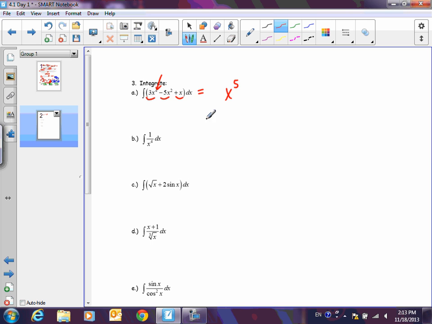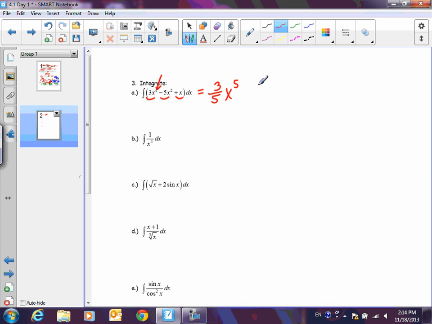Others of you, that's confusing. So watch what I'm going to do here. I'm going to go ahead and write the number that I have, and in the denominator, I'm going to write my new power. And then we're going to check it. What is 5 times 3/5? It's just 3, and then the new power on x would be 4. So this is how you're realistically going to take the antiderivative.